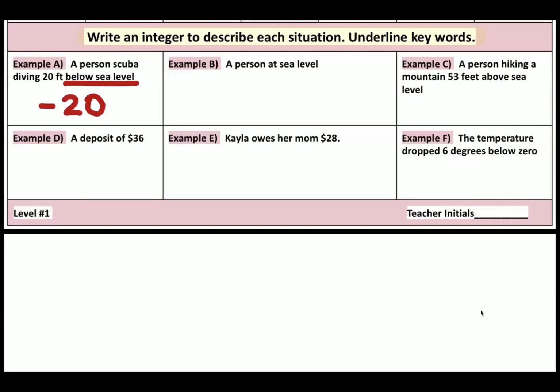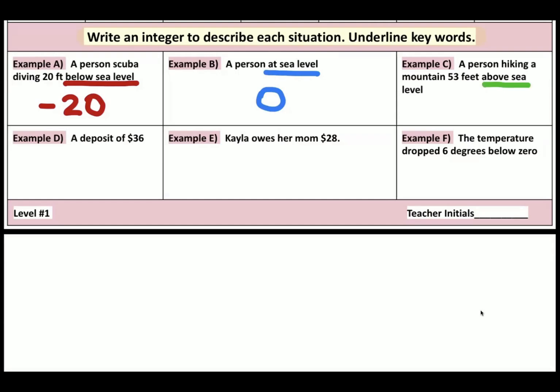Example B says a person at sea level. Well, I know at sea level is 0. So I'm going to underline my keywords and then write 0. Go ahead and complete C, D, E, and F, then come back to the video.